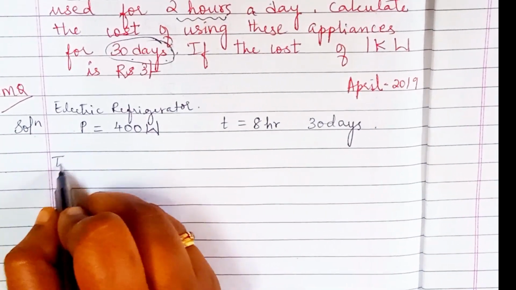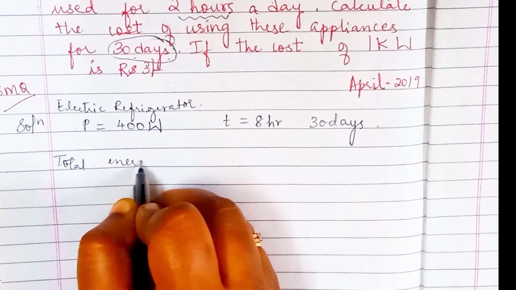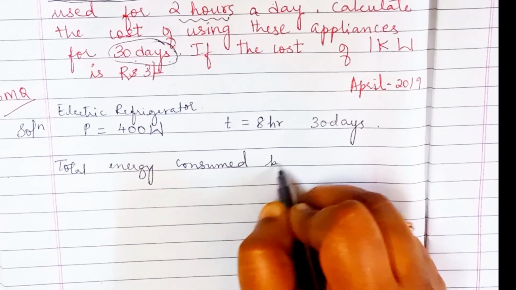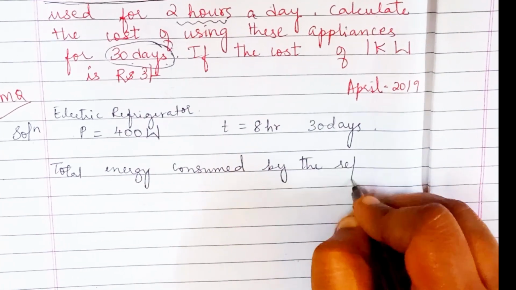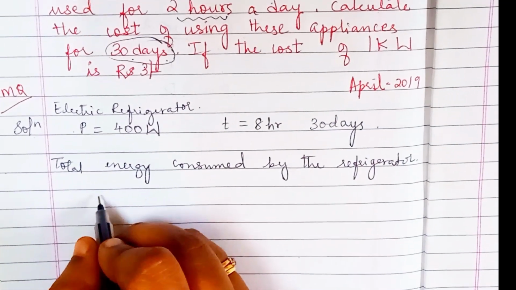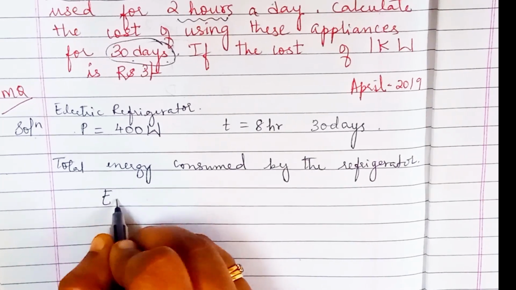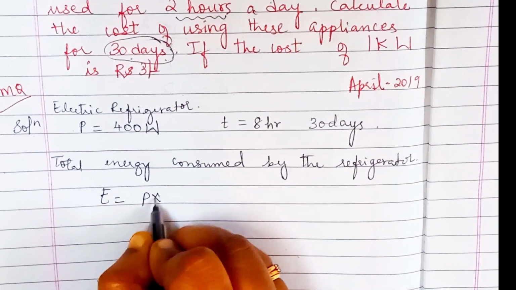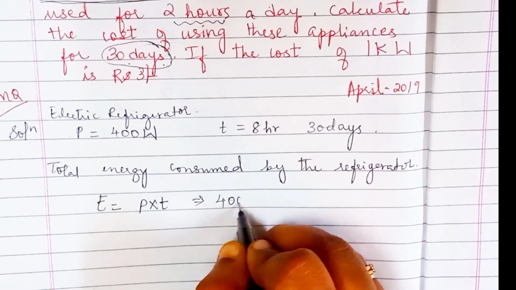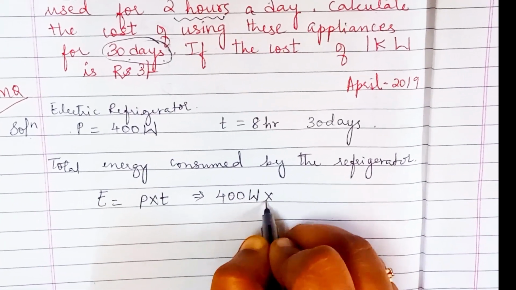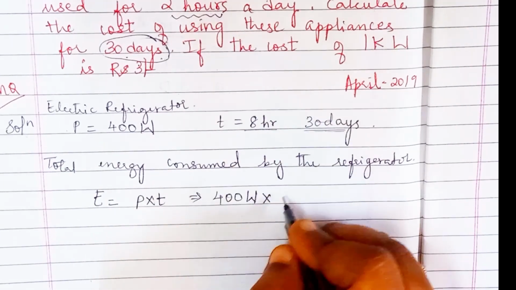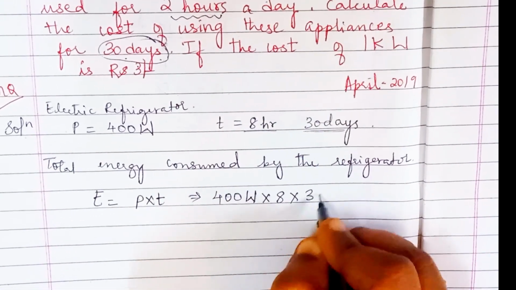Now what you have to calculate? The total energy consumed by the refrigerator. We should know the formula, that is nothing but what? Energy is equal to power into time. So now what is the power used? Power is how much? It is equal to 400 watt into time, which should be taken for 1 day, and for how many days are they asking? That is 30 days. 8 into 30.